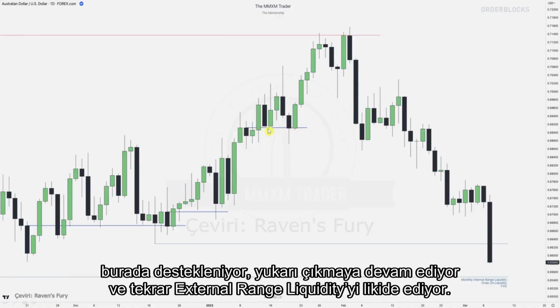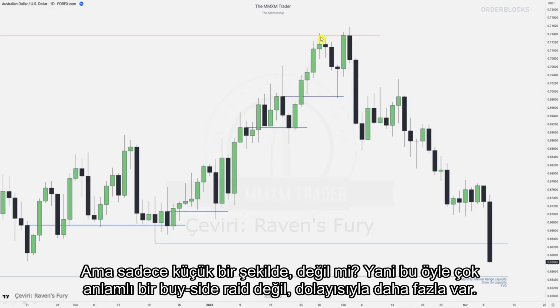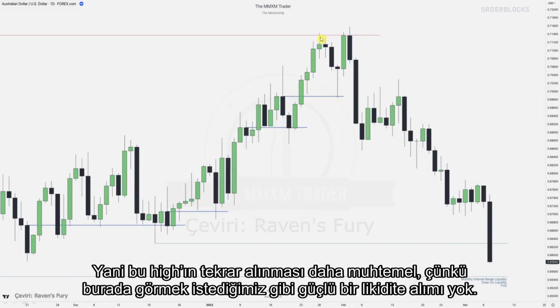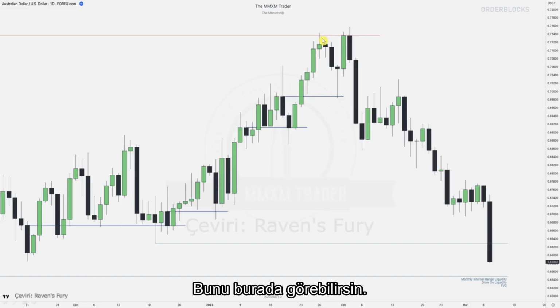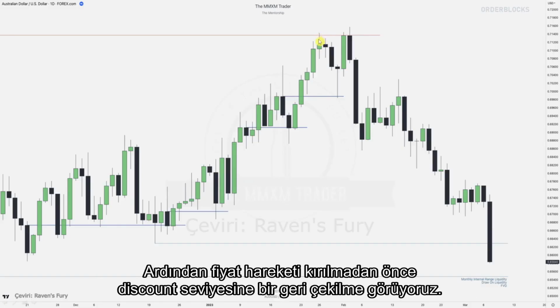Price is being supported by this order block over here, continuing up and up and up. It raids external range liquidity once again over here, but it's just slightly, right? So it's not like a significant buy side raid. So it's more likely that it will run this high again, as it is not as significant a raid on liquidity as you want to see before price action breaks down.